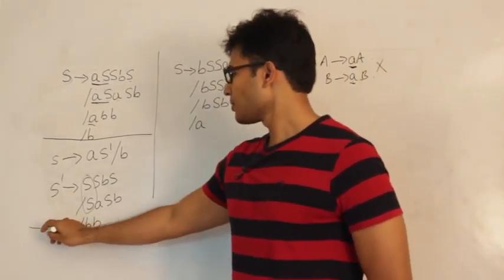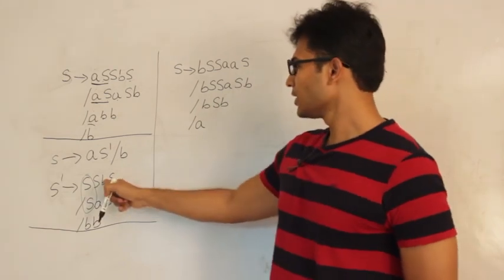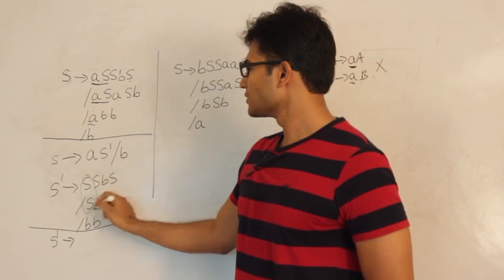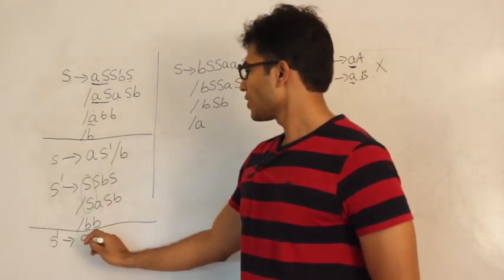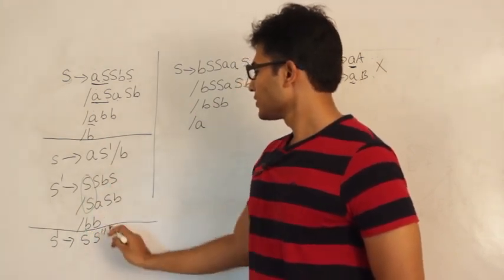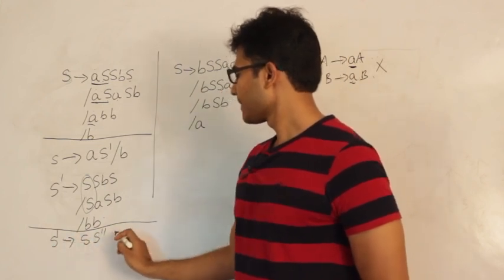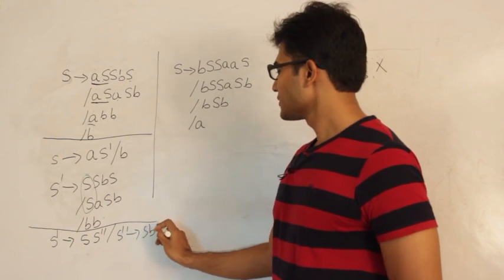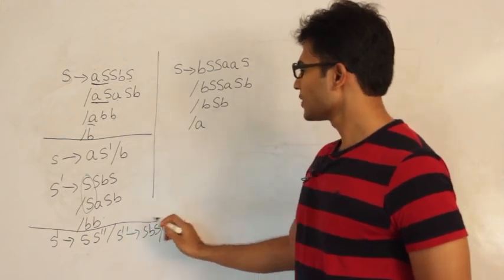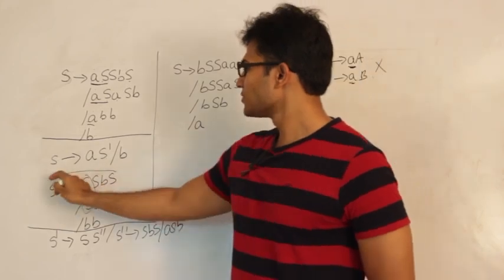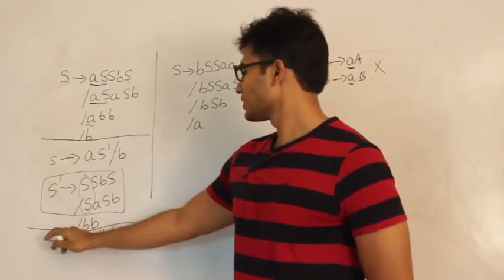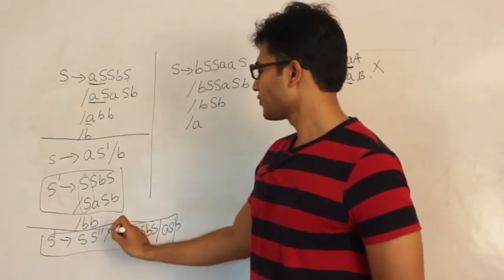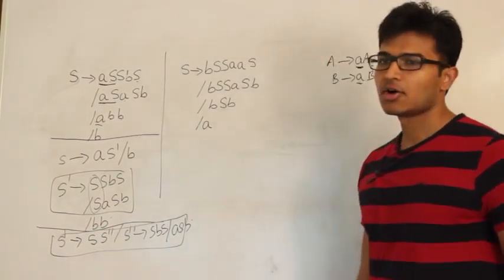If I eliminate S as common prefix, which means S dash derives S followed by S double dash. Now what should S double dash do? Now S double dash should derive SBS or ASB. Therefore if I replace these two productions with these two productions, right, then it is going to be fine. That is eliminating common prefixes.